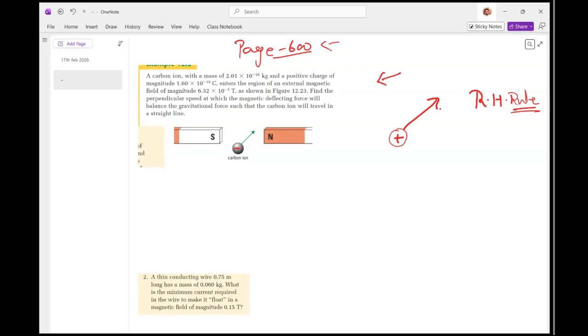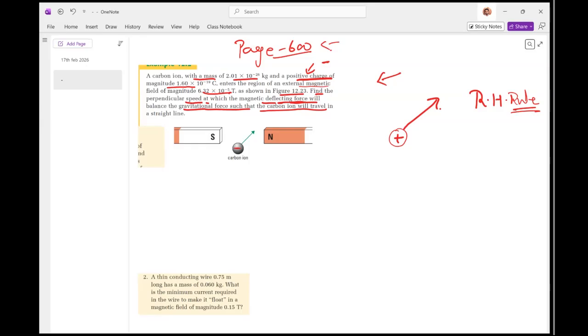All right, so a carbon ion with the mass of 2.01 times 10 raised to power negative 26 kg, and the positive charge of magnitude this much, I will call it as a negative charge here, enters the region with an external magnetic field of this much Tesla. Find the perpendicular speed at which the magnetic deflection force will balance the gravitational force, such that carbon ion will travel in a straight line.